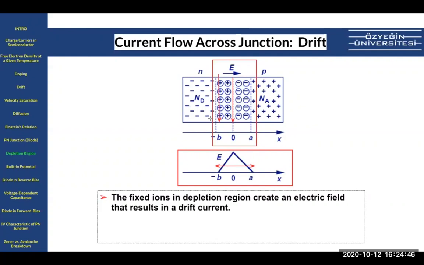But there is a formula for how B and A are calculated as well. So to summarize, the fixed ions in this depletion region create the electric field, and this electric field results in a drift current, and the drift current neutralizes the diffusion current. Okay, so any questions?